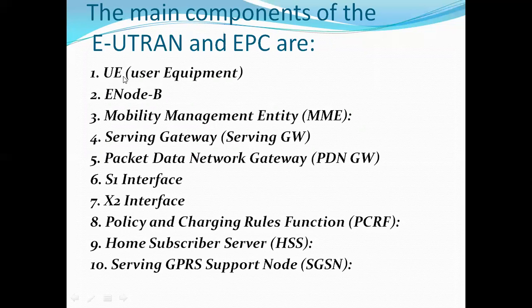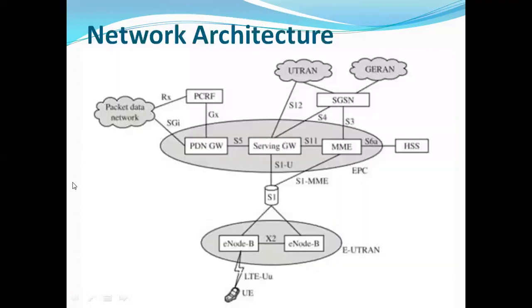The first one is the user equipment, Node B, MME, serving gateway, packet data network gateway, S1 and X2 interface, policy and charging rules function, home subscriber server, serving GPRS support node. All these components are shown in this architecture, that is EUTRAN and EPC. We'll see them one by one. The first component is the user equipment.